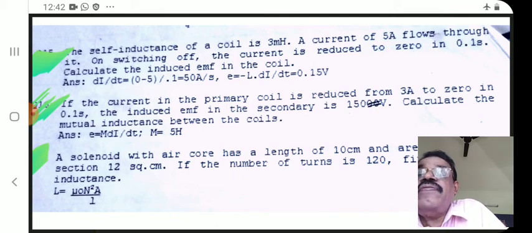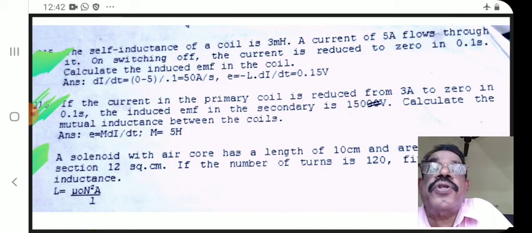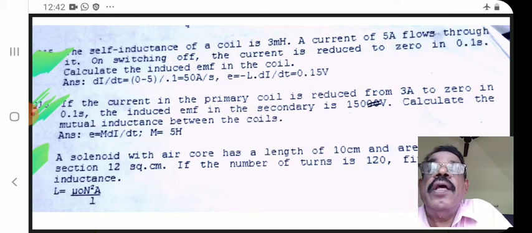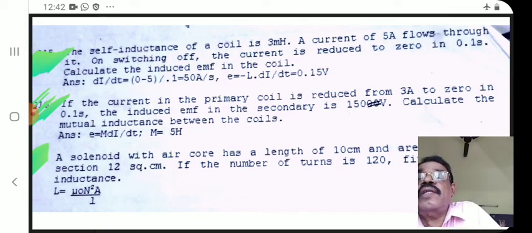Next problem. If the current in the primary coil is reduced from 3 ampere to 0 in 0.1 second, the induced EMF in the secondary is 150 volt. Calculate the mutual inductance between the coils. It's a reverse problem. The formula is E is M into di by dt. Here E is given, which is 150 volt, di by dt is 3 by 0.1, then we get M as 5 henry.